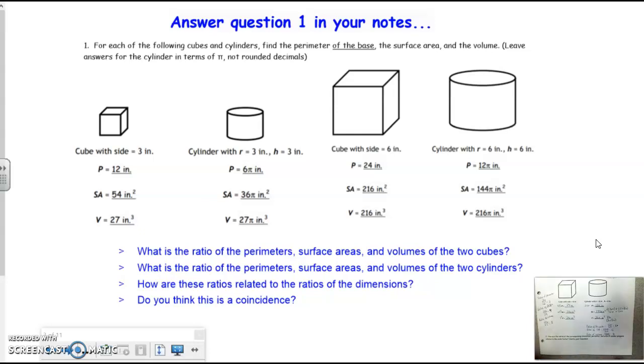So let's talk about this for a second. It says, how are the ratios related to the ratio of the dimensions? All right. Well, we noticed that in the cubes, we doubled the side.